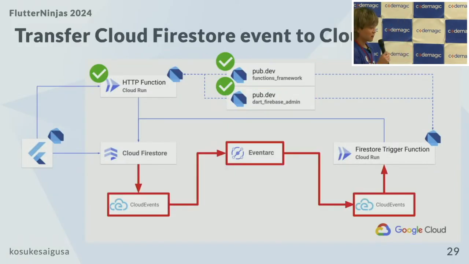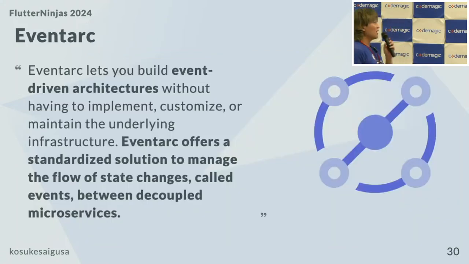So let's learn about Cloud Events and Eventarc. Maybe many of you are not really familiar with them, but it's a really important part of this architecture. So let's see step by step. Eventarc is this. This is just a citation from the GCP official documentation again, but important things are written in bold. So Eventarc enables us to handle events that occur in GCP services. Then they can connect different microservices by transferring events. So it handles events between different microservices inside GCP.